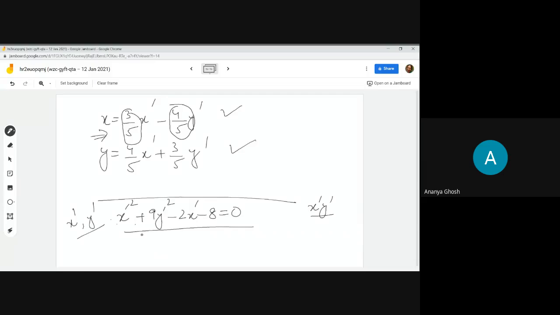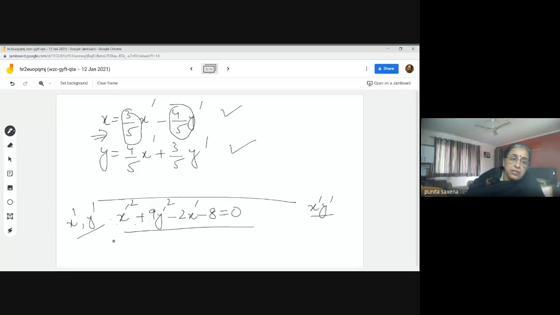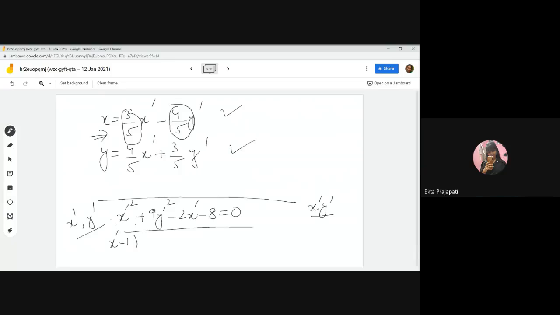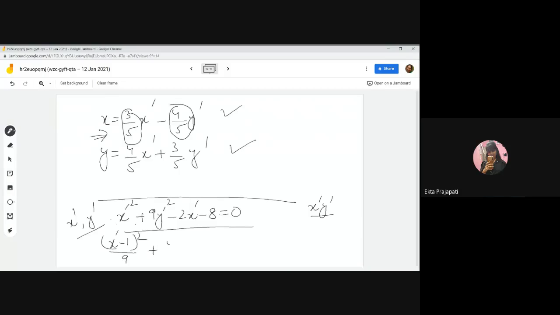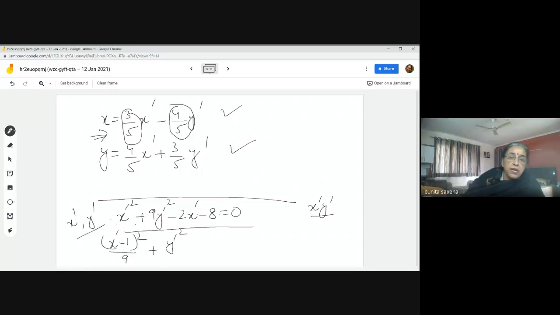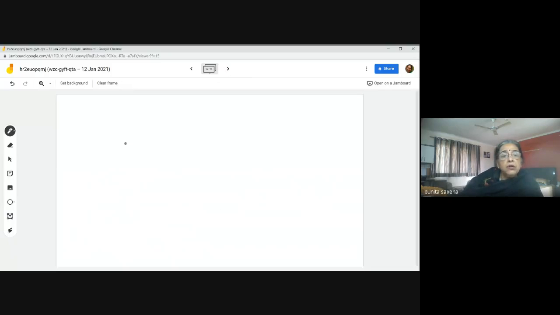x dash minus 1 whole square upon 9 plus y dash square is equal to 1. So basically, this means that the ellipse that you are going to get is x dash minus 1 whole square upon 9 plus y dash square upon 1 is equal to 1.